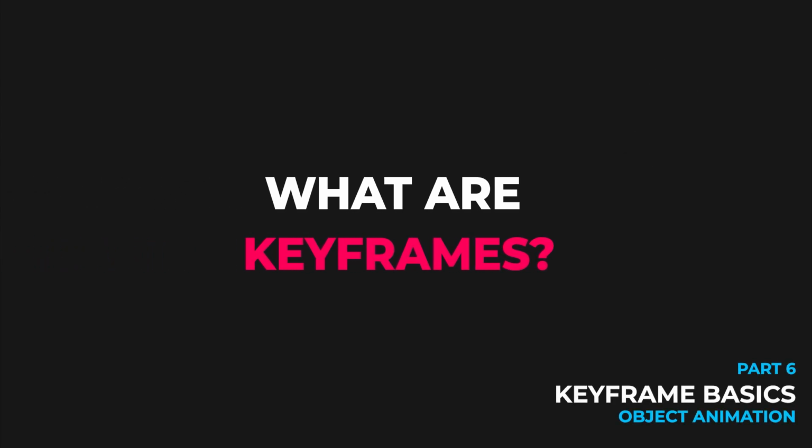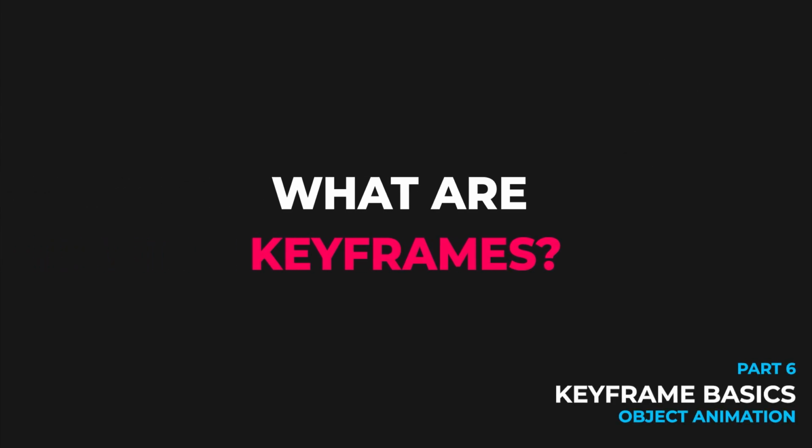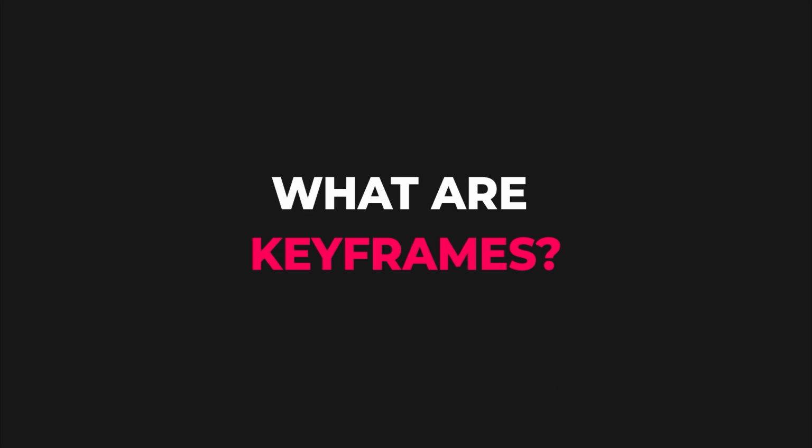Now let's see how you can add keyframes in After Effects. But before that, let's understand what keyframes are. Keyframes basically define the value or state of a property. Let me show you what I mean with the help of an example. Let's say we have a square and we have its position property.